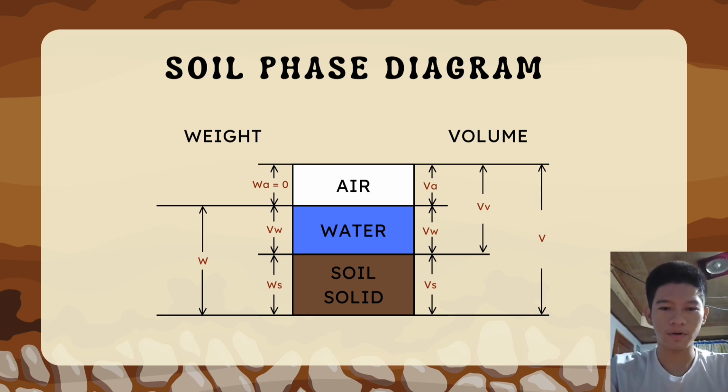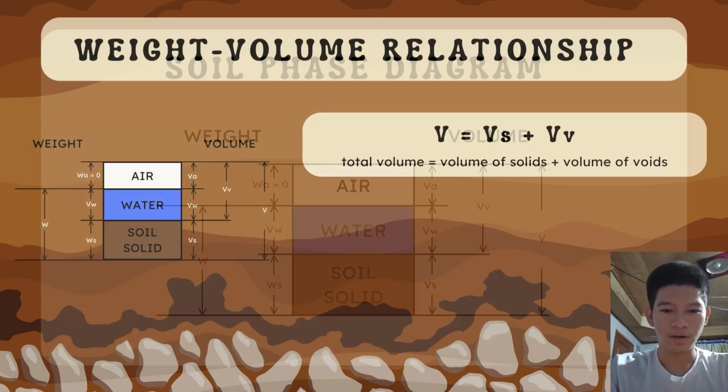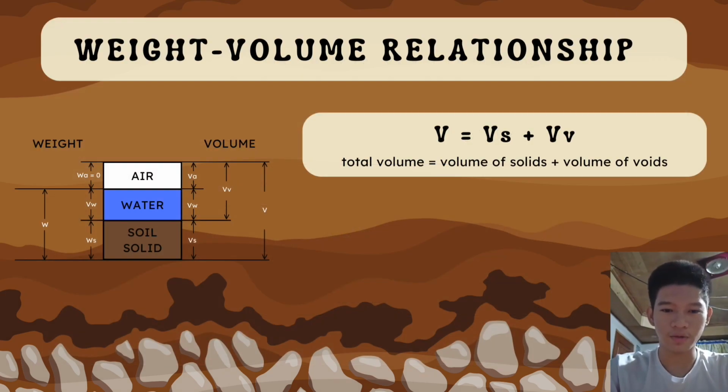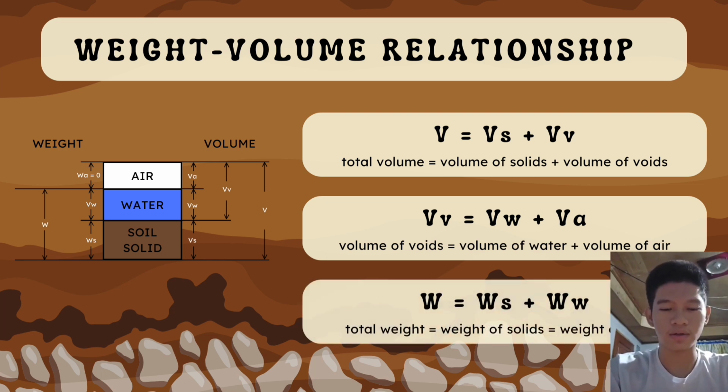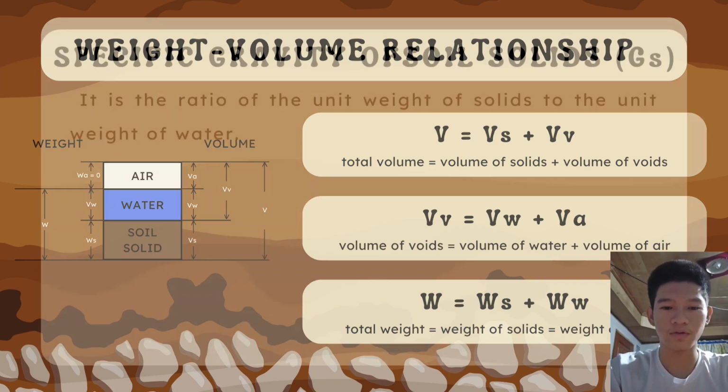Formulas for the weight-volume relationship from the phase diagram of soil. We have total volume equals volume of solids plus volume of voids. Next, we have volume of voids equals volume of water plus volume of air. Last one is the total weight equals weight of solids plus weight of water.